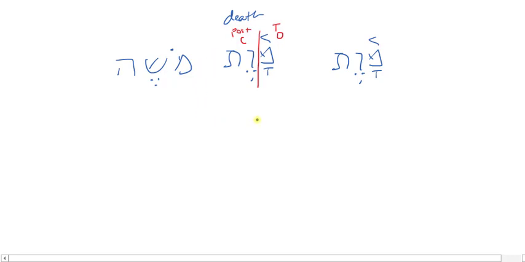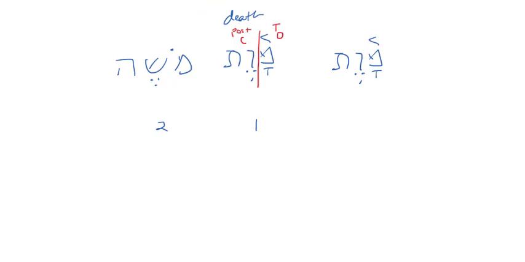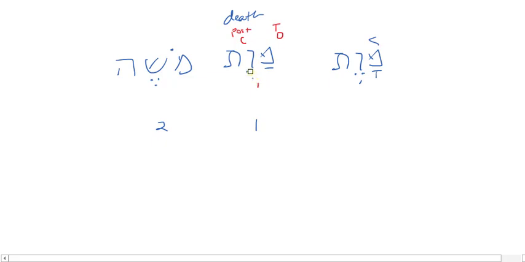Now, if I want to put mavet in the construct and make it thing 1 in a construct chain, it'll have to come next to some noun number 2, thing 2. What happens to the stress on mavet? It's going to go away. And what's going to happen to the aw diphthong here? Yes, it's going to contract and become a holem vav. So when that happens, I'm going to get not mavet, but mot. So the way to say the death of Moses is not mavet Moshe, but mot Moshe.